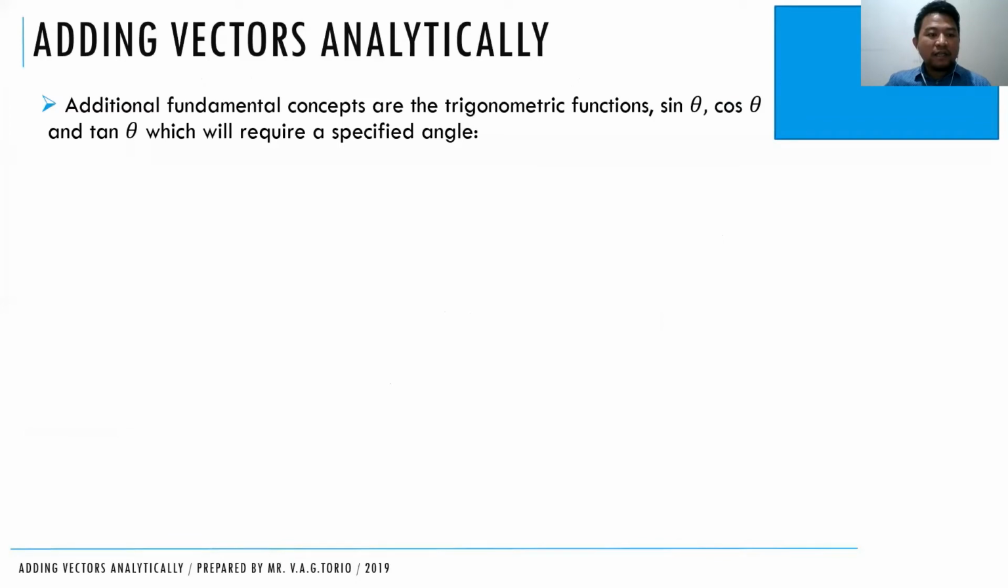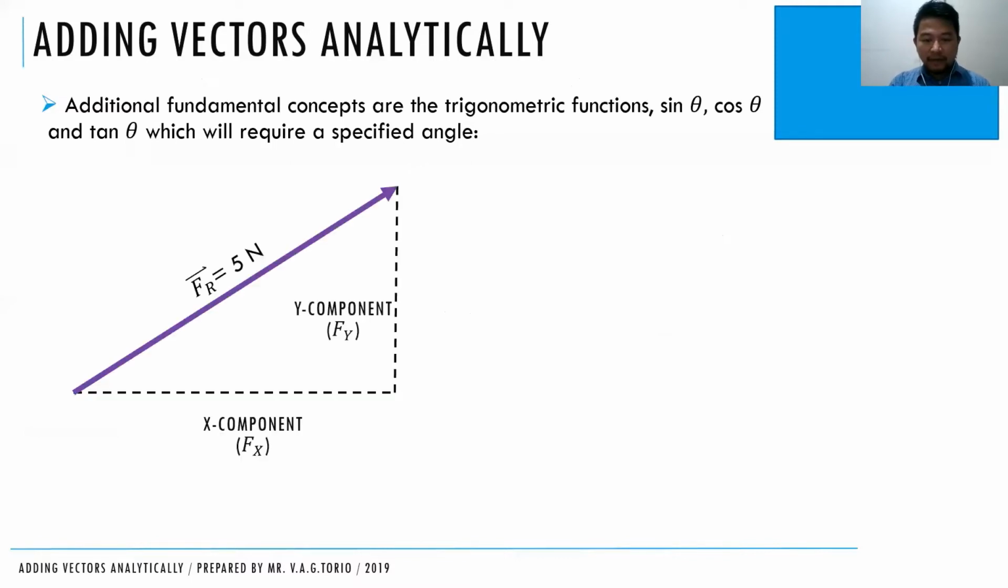The second concept that we need to recall are basic concepts of trigonometry. Essentially, we are to review sine, cosine, and tangent of the given angle. Say the angle is labeled as theta. Let us now consider an example.